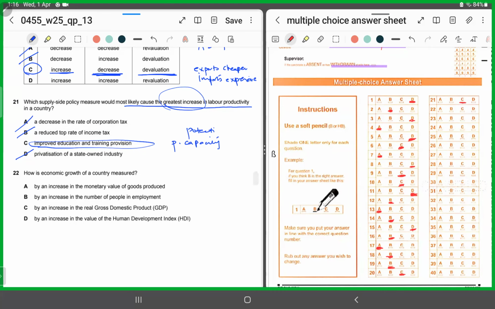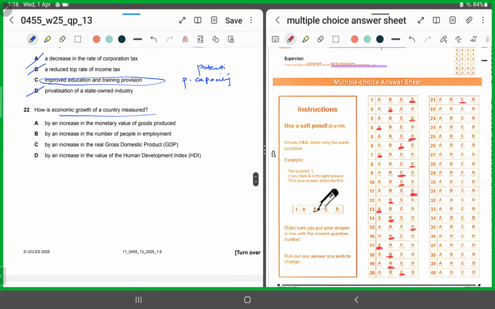MCQ number 22. How is economic growth of a country measured? Economic growth is measured by a real increase in the GDP level, right? This means C should be the correct answer. It cannot be A, increase in the monetary value, because monetary value does not display an increase in real terms. It cannot be B because B is showing an increase in the employment level, the reduction in unemployment level, but it does not talk about economic growth. It cannot be D because D talks about human development index. It talks about standard of living, but not economic growth.